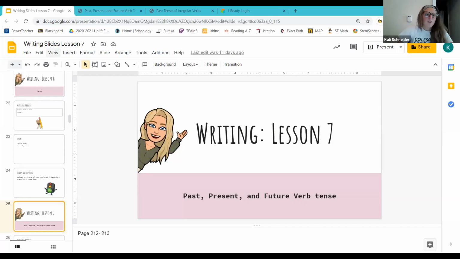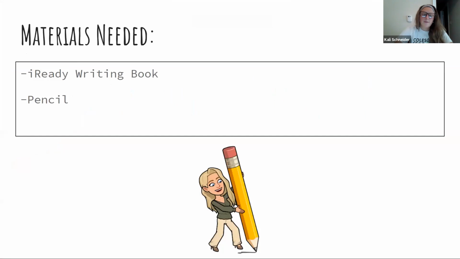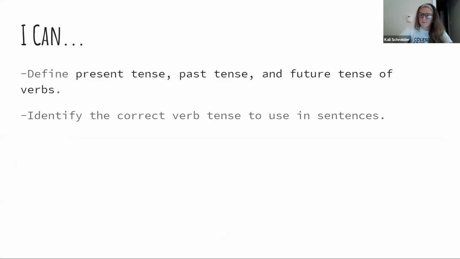We are going to continue working on verbs today, and we're going to break into past, present, and future tense verbs. So let's go ahead and take a look at our PowerPoint and go through our lesson for today. Like I said, we are on lesson 7, past, present, and future tense of verbs. Please make sure you have your iReady writing book and your pencil with you. You need those two things today, iReady writing book and your pencil.